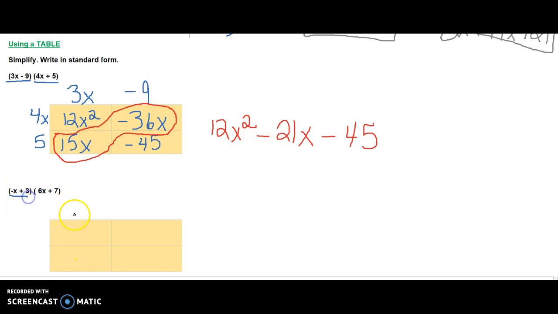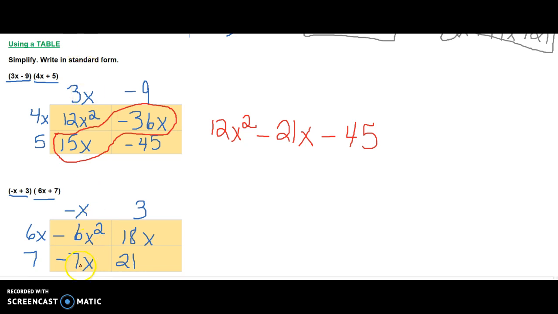We can put the first set of parentheses, or first binomial, across the top, negative x plus 3, and the second binomial down the side, 6x plus 7, and we can multiply. So we get negative 6x squared, and then 3 times 6x is 18x, negative x times 7 is negative 7x, and 7 times 3 is 21.